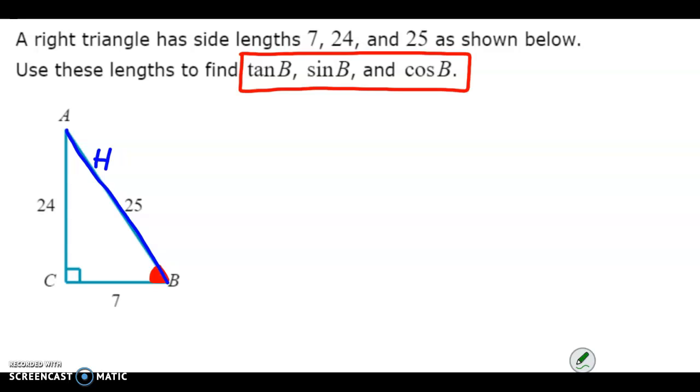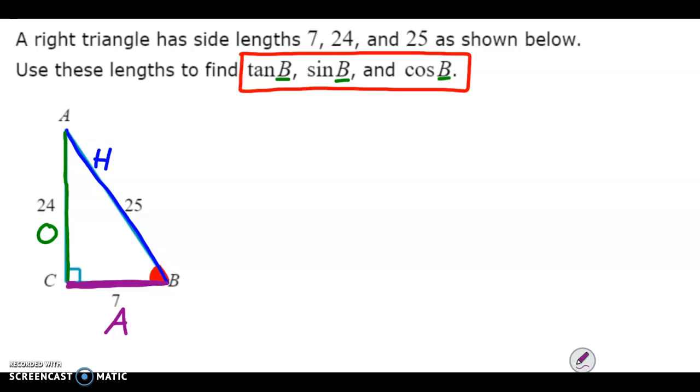So since we're talking about B, okay, angle B, the opposite side to angle B is that side AC, the one with the length 24. And adjacent is whatever the other side is that is coming off of the angle, which in this case would be CB. Okay, so we've got hypotenuse in blue, opposite in green, adjacent in purple.